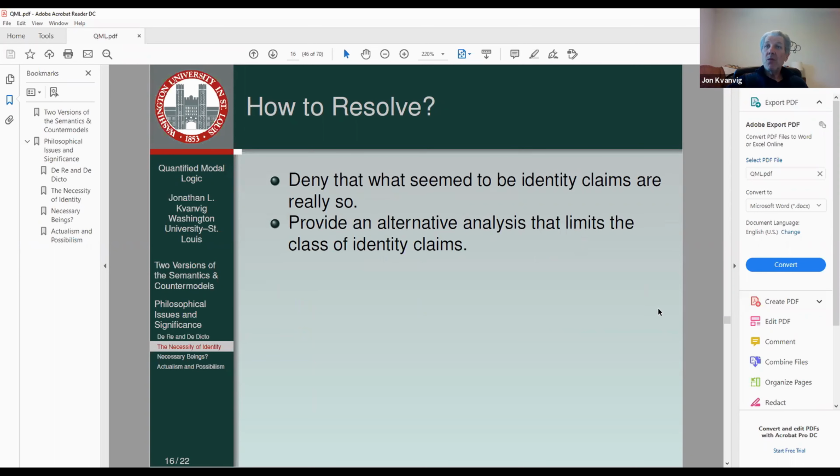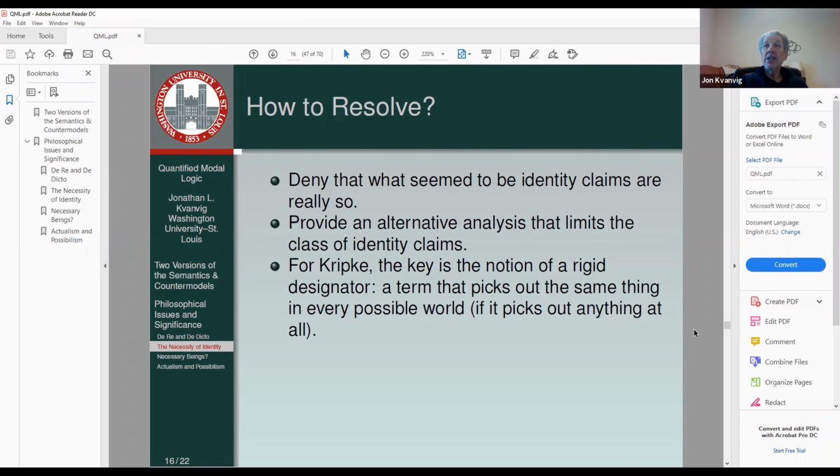You have to say more though if you take that route. You better say something about how you understand the class of identity claims. When do you have one and when don't you? Kripke did that. He used the language of a rigid designator. He said, we have these denoting terms in natural language. We have things like proper names, we have things like definite descriptions. They refer to things. The phrase, the Empire State Building, refers to a building.